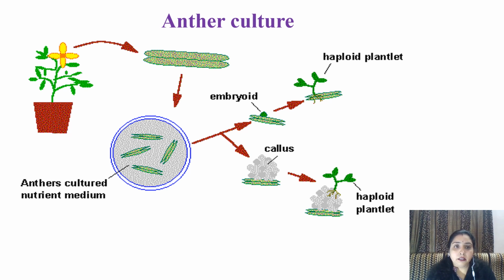These are anthers isolated. They are cultured in a nutrient media. Either they will form embryoids and directly haploid plantlets, or first they will form callus and then they form haploid plants.